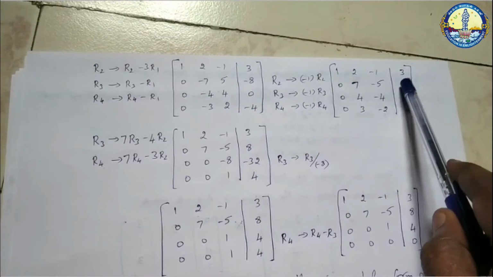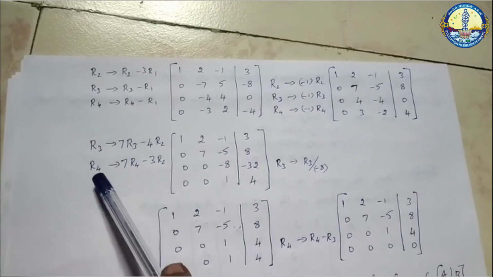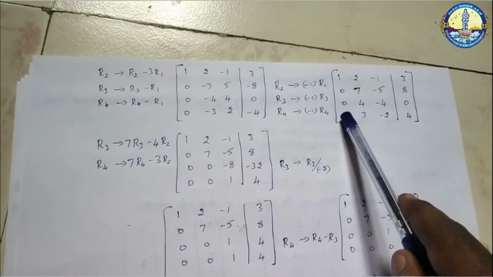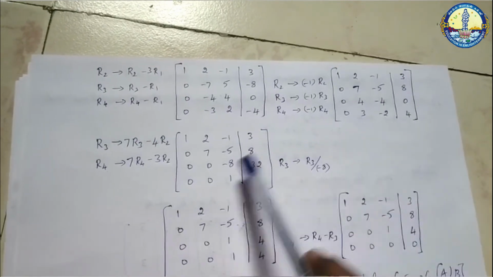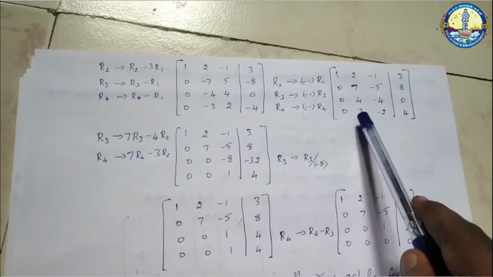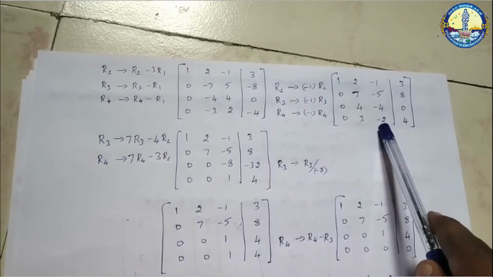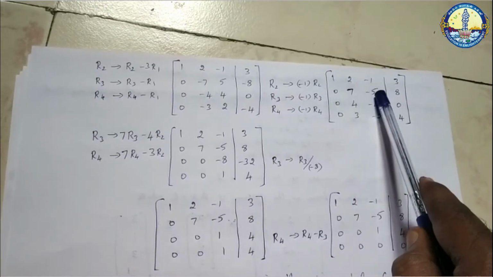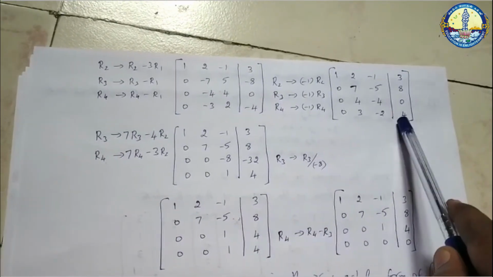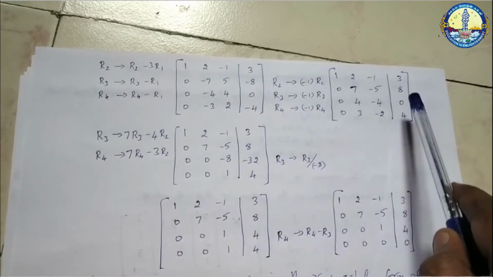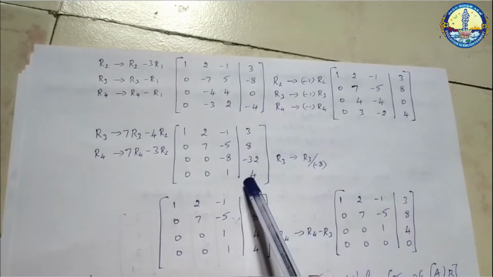So 0 into 7 is 0, 8 4s are 32. So 0 minus 32 is minus 32. And here R4 becomes 7R4 minus 3R2. So multiply R4 by 7 and multiply R2 by 3 and subtract this from this, we will get this term. 0 minus 0 is 0, 3 7s are 21, 7 3s are 21, 0. Minus 2 into 7 is 14, minus 5 into minus 3 is plus 15. So minus 14 plus 15 is plus 1. So 4 is there, 4 7s are 28, 8 is there, 8 3s are 24. So 28 minus 24 is 4.